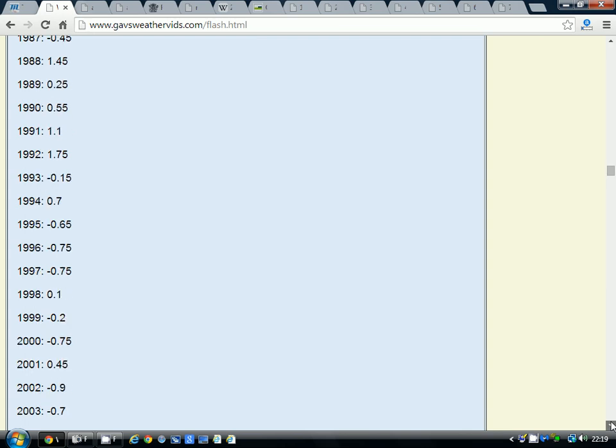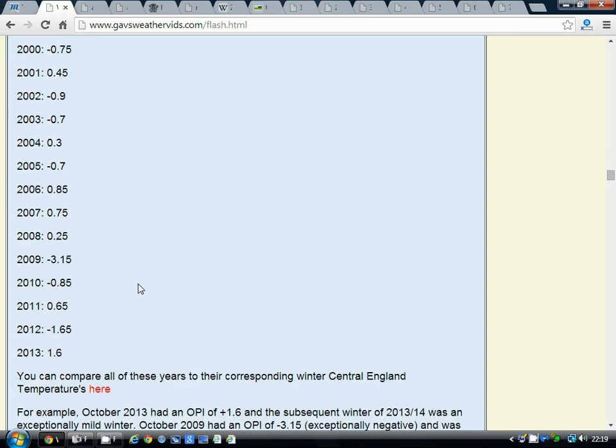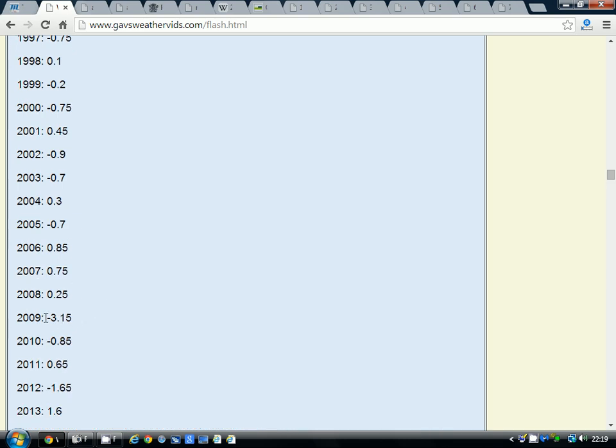Coming back to the nearer time frame, to the last few years, we can go right down the list here, and we get to 2009, which had a very negative OPI of minus 3.15. That is the most negative OPI of any year back to 1976. And of course that's followed by the very cold winter of 2009-2010. Now last year, 2013, interestingly, has a positive OPI, very positive, plus 1.6. So you can see perhaps what helped to drive that very mild winter that we had last year.